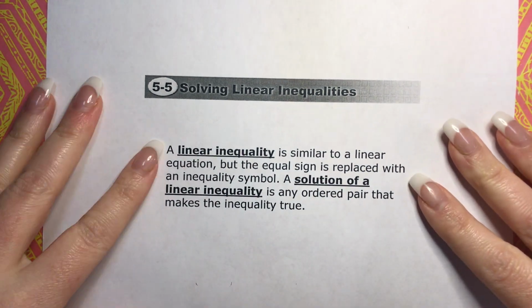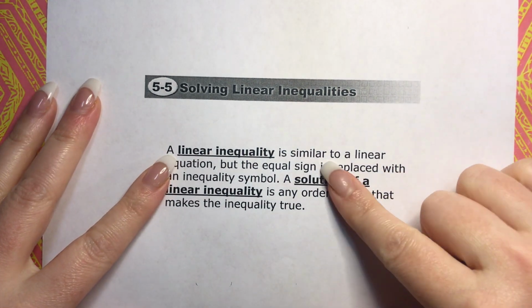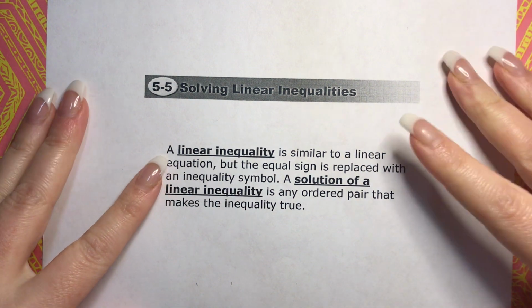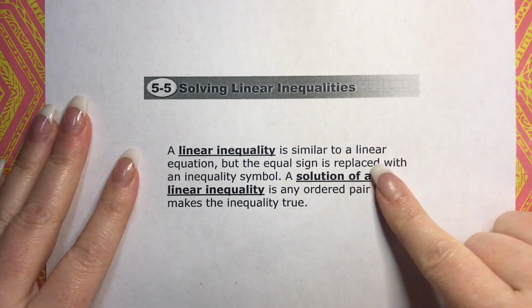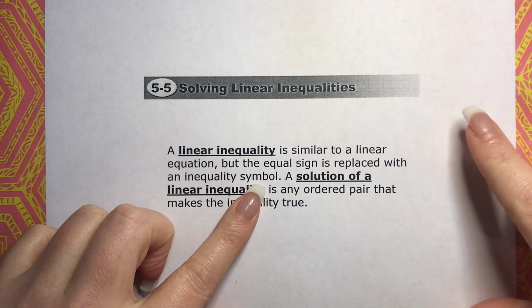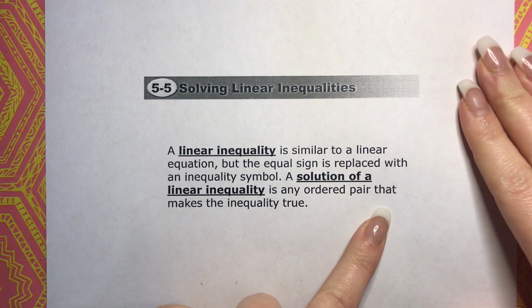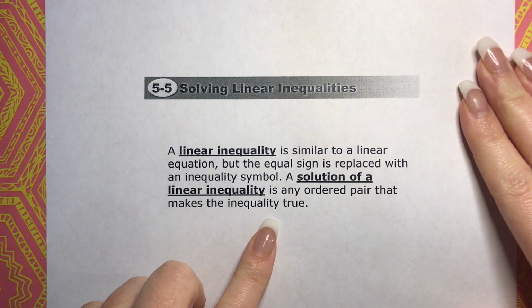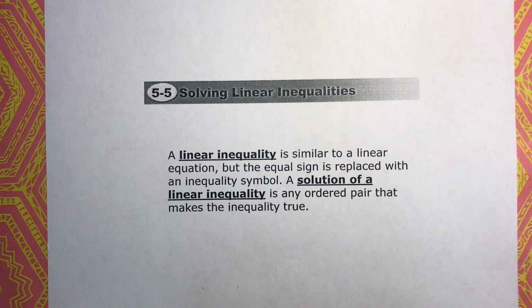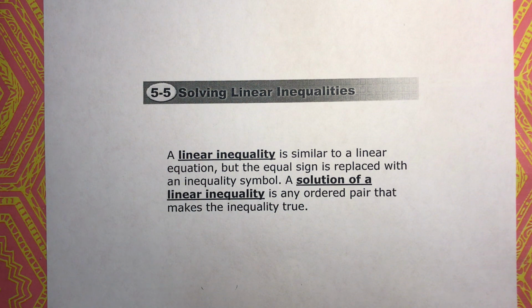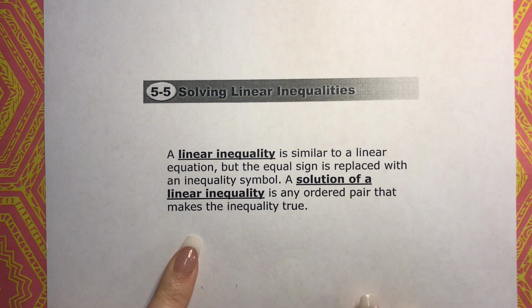So whenever we're thinking about a linear inequality, it's really similar to a linear equation, but the equal sign is replaced with an inequality symbol. A solution of a linear inequality is an ordered pair that makes the inequality true. So within the first example, we're going to be looking at a variety of different solutions to linear inequalities and really learning how to determine a solution of a linear inequality.